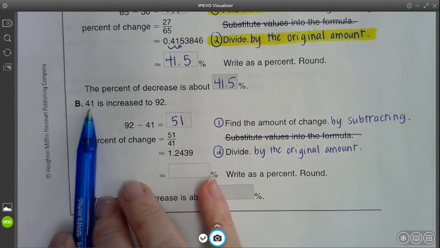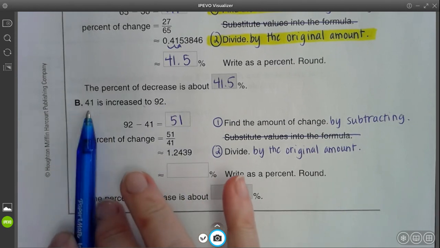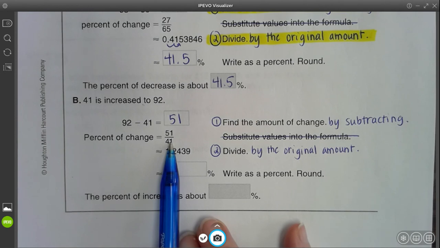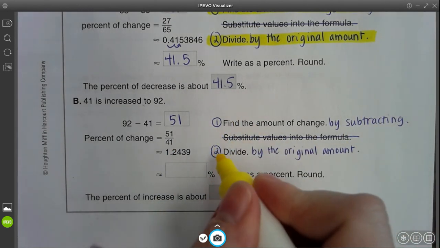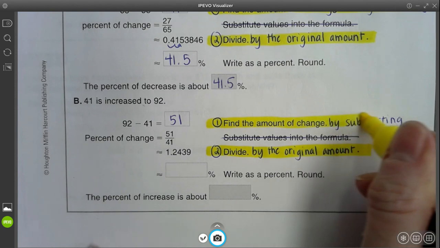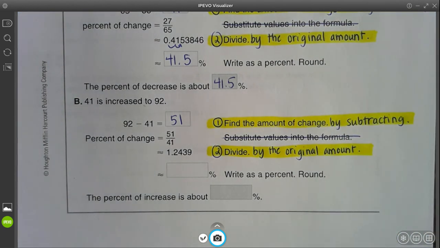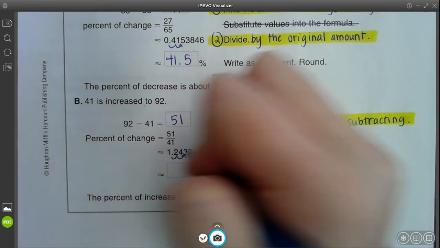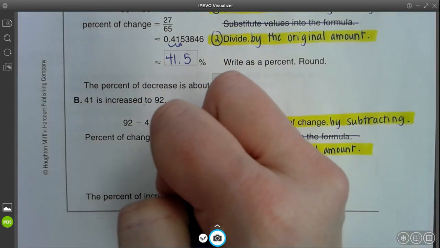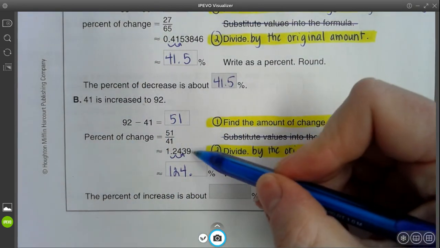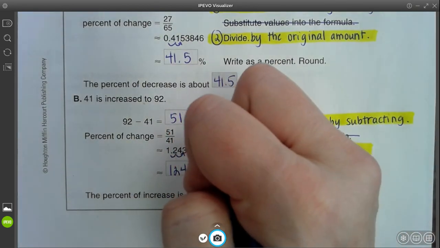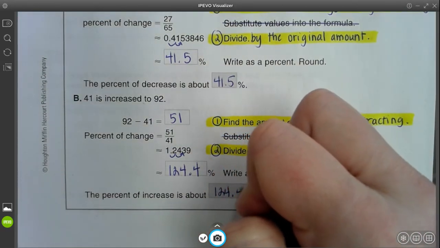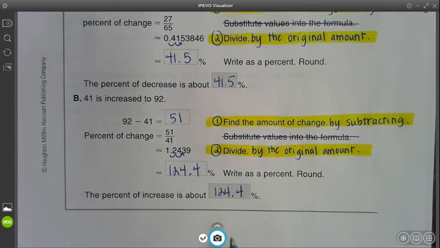So here, our original amount was 41, and then it went up. So we're going to be dividing by 41. So we take the subtracted value and divide by the original amount, which is 41. Okay, we end up with this number 1.2439. We're going to move that decimal 2 to the right to change that to a percent. We're going to round it, so that's 124 point. Now the 9 is going to round that 3 up to a 4. So the percent of increase is about 124.4%. Now, this is possible.